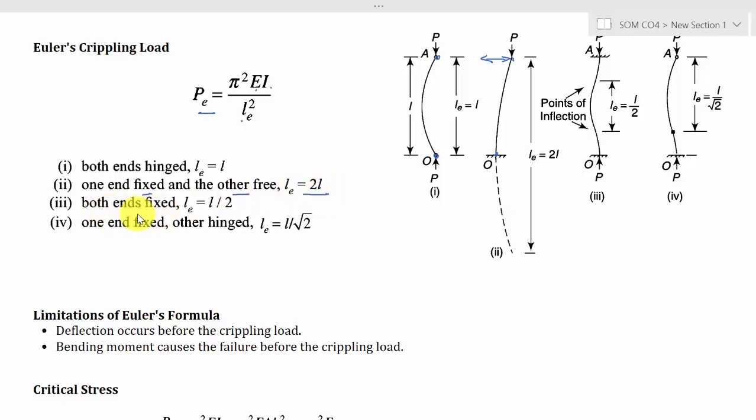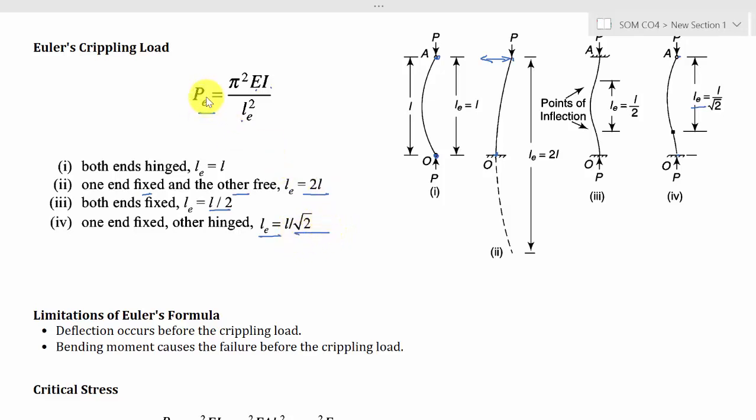And the third one is both the ends are fixed. So here, both the ends are fixed. When the ends are fixed, then the equivalent length is half of its original length. The final one is one end fixed and the other hinged. When one end is fixed and the other end is hinged, then the equivalent length LE is equal to L divided by root 2.